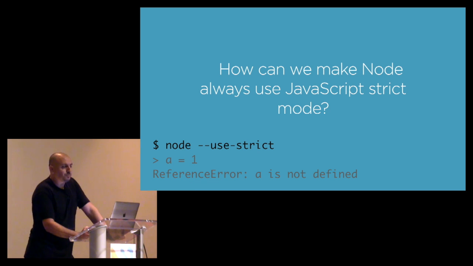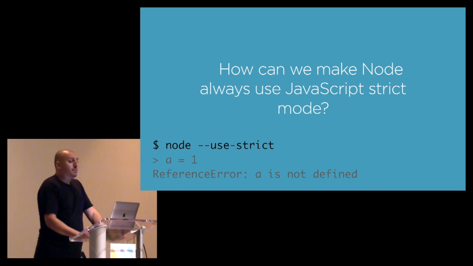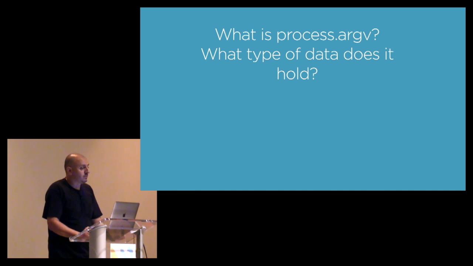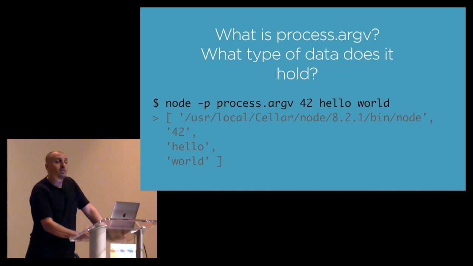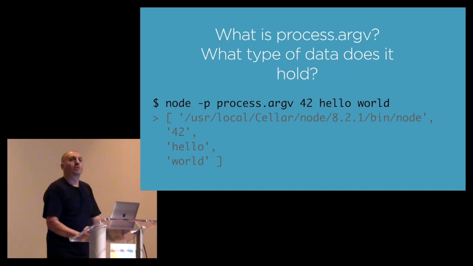It's a good question. What is process.argv, and what type of data does it hold? Tell me you know that. You should know that. Process.argv, when you specify arguments to the node command, those arguments get captured in an array. And all the argument values are captured as strings. So if you have numbers in those arguments, those numbers will be captured as strings as well.